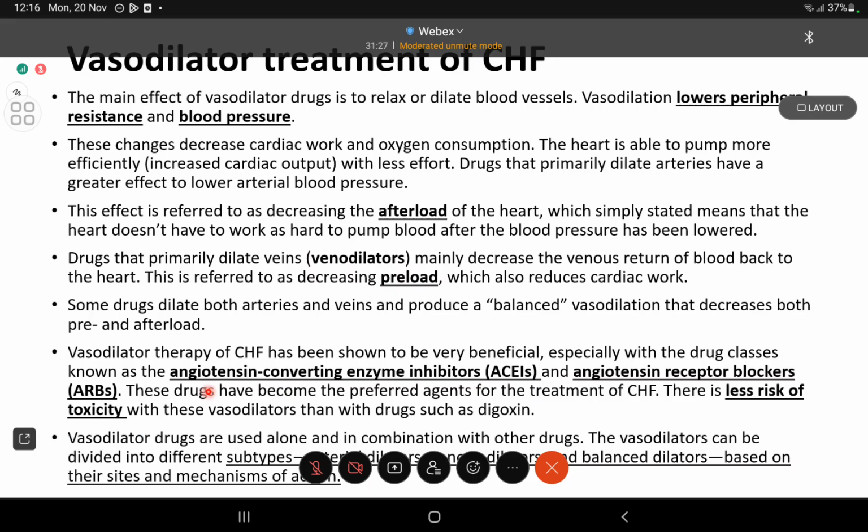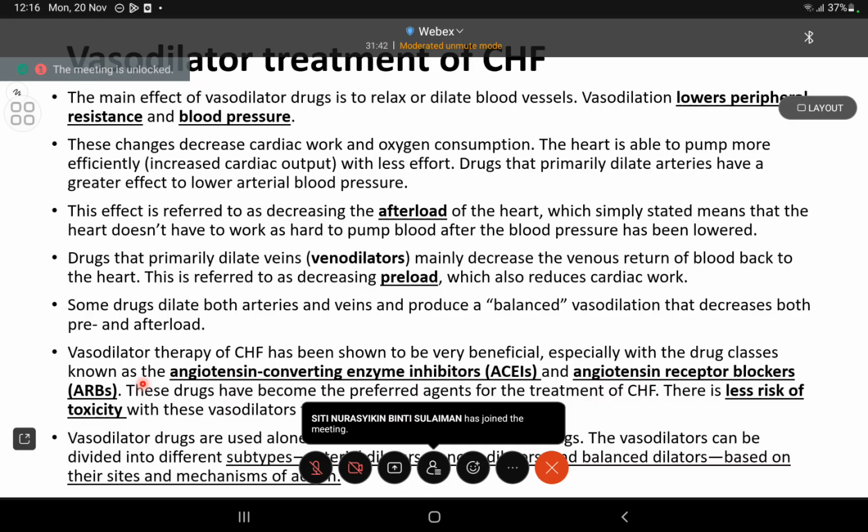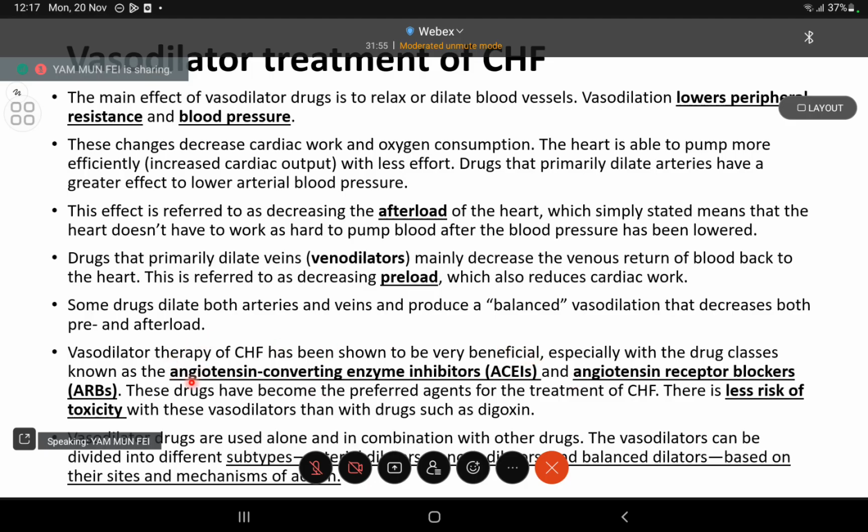So that's how I mentioned that I prefer to put the angiotensin converting enzyme inhibitor, ACE inhibitor, and angiotensin receptor blocker into another category, even though they have a vasodilation side effect. I prefer they stay according to their name rather than we consider them as a vasodilator.